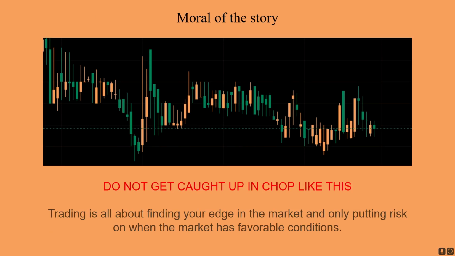And moral of the story, you don't want to trade when your chart looks like this. Doesn't matter the time frame. If your chart looks like this, what did we talk about earlier? Do you see a fair value gap? No displacement. Price has no urgency. You do not want to be caught up in this. And Bev says, trading is all about finding your edge in the market and only putting risk on when the market has favorable conditions. And that could not be more true.